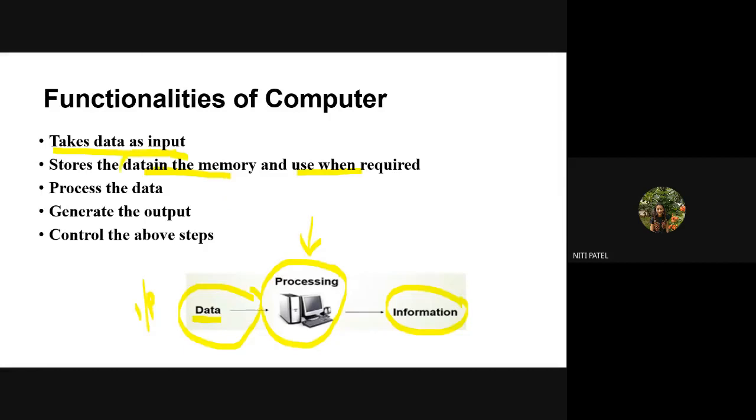So retaining in the memory means it is storing that input in the memory until a request for processing comes from the user end. Once the request has come, or once the program has come to a point of executing the function A plus B, it will immediately start the work of processing the data. Once the processing is completed, it will generate the output. The output which I get is called information and the input which I give is called data. Once the output is generated, it will keep on controlling all these steps again and again in a loop until the execution of the entire program is completed.